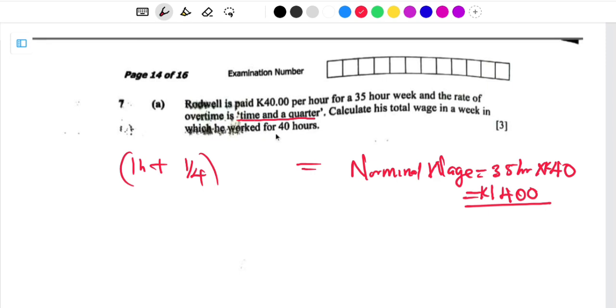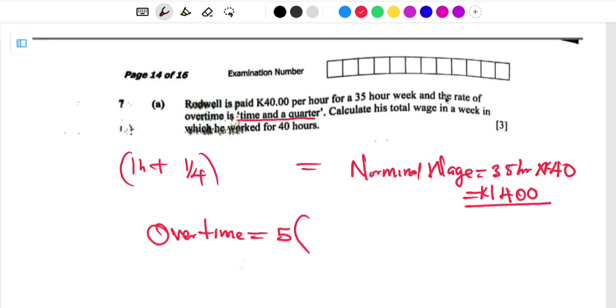But this is 40. So how many hours are remaining here? So what I mean here is if he was receiving this amount in 35 hours, what number is remaining for us to have 40 here? It's just 5 hours, isn't it? Because this is 35. 35 plus 5 is going to give us 40. So let's find now the overtime, which is 5 hours. So overtime. Remember 5 hours, then multiply by.